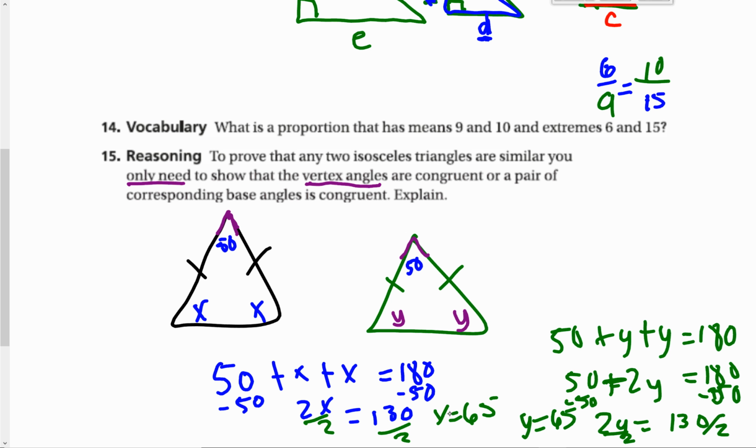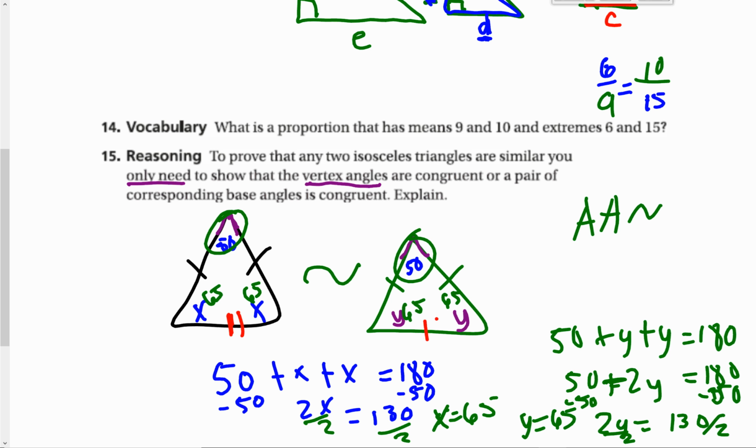So if x is 65 and y is 65, then x is y, right? They have the same number. If they have the same angle, isn't that at least a similarity, right? Actually, all three angles are similar, right? So there, we prove they're similar. These two are similar as long as we have that vertex angle is congruent, or a pair of corresponding bases are congruent, or if they say, okay, these two sides are similar, then you can also prove that as well, okay? Because then you could probably do side, side, side, or something like that.